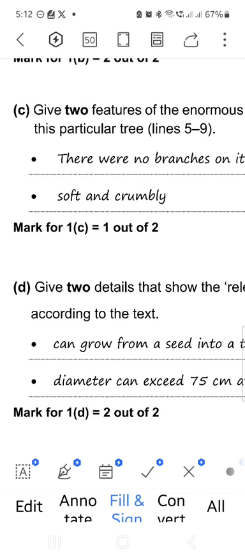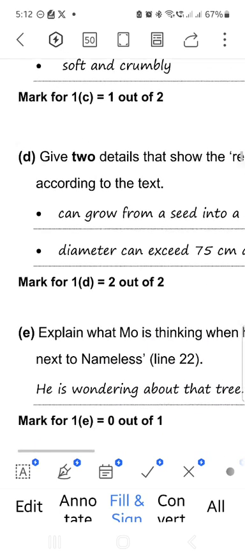See now, give 2 features. It starts with the word give. That means it requires explicit understanding. That means go back to the text, read, take out the information, extract it from there and copy it here. That is the requirement of this question.